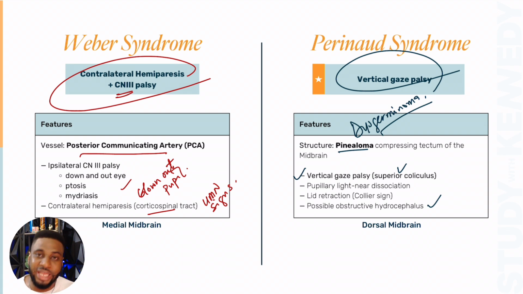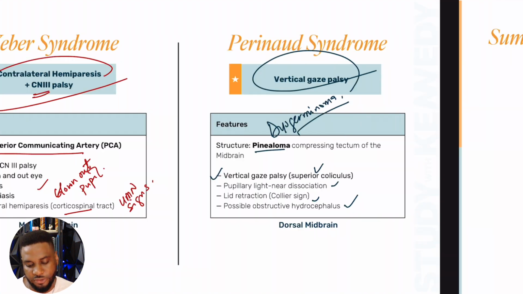So we get vertical gaze palsy equals Parinaud syndrome. We have a pinealoma, which the most common type, if you did a histology, would be a dysgerminoma. They also have pupillary light-near dissociation, lid retraction. We don't care too much about those. I need you to remember pinealoma equals vertical gaze palsy, and this is as a result of a mass in the pineal gland compressing the tectum of the midbrain. You can call this dorsal midbrain syndrome, but Parinaud syndrome is sufficient.